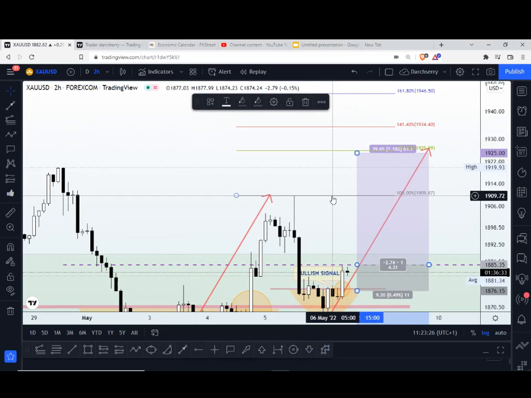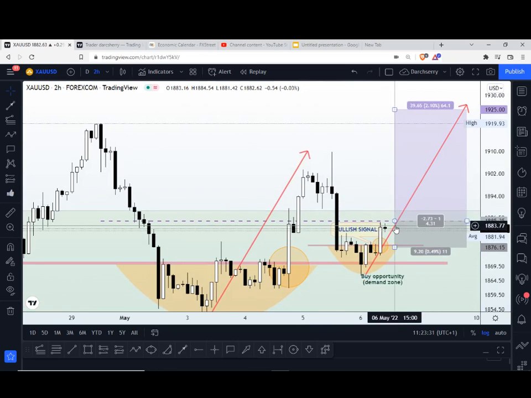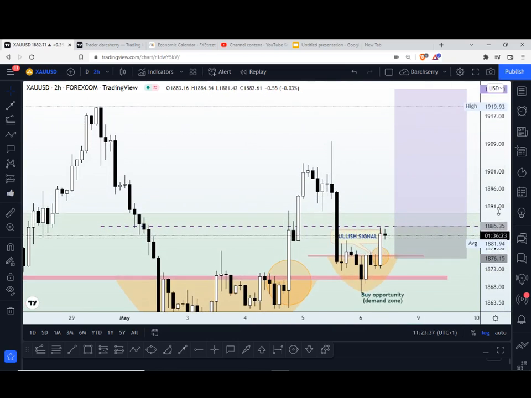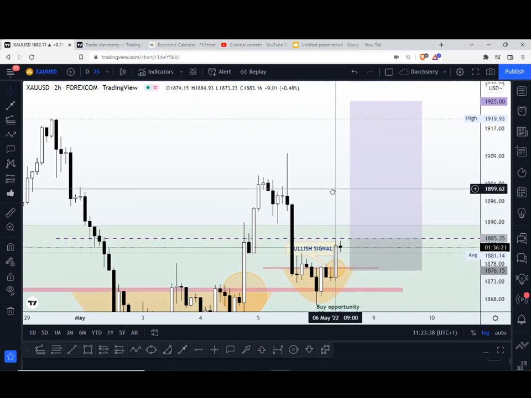$1,925 as our take profit target, which is approximately 4,000 pips. So this is what we'll be looking out for in the coming moments, that's after this time.